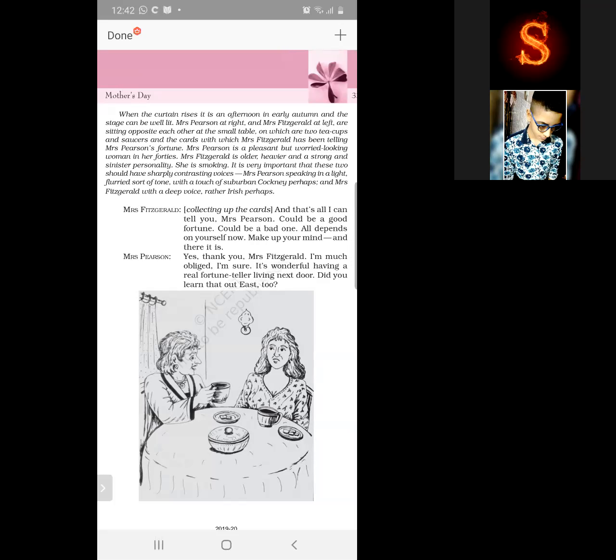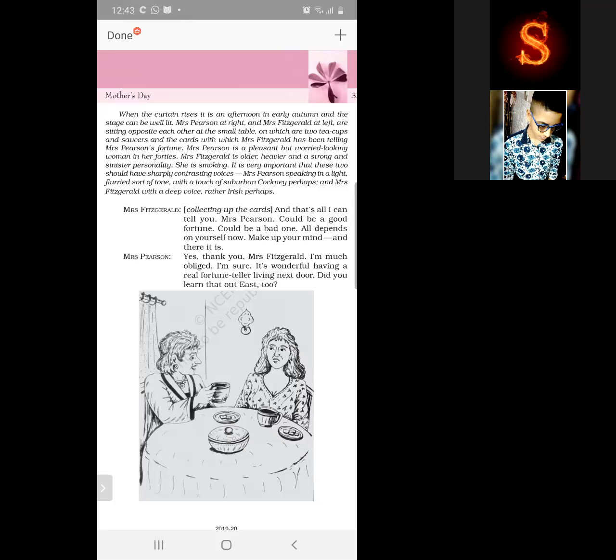Now, Mrs. Pearson is a pleasant but worried-looking woman in her 40s. So we find Mrs. Pearson a sweet lady, but she is a worried woman in her 40s. And Mrs. Fitzgerald is older, heavier, and a strong, sinister personality. Now, Mrs. Fitzgerald is smoking. It is very important that these two should have sharply contrasting voices. Mrs. Pearson speaking in a light, flurried tone, with a touch of suburban cockney, perhaps, and Mrs. Fitzgerald with a deep voice, rather Irish, perhaps.